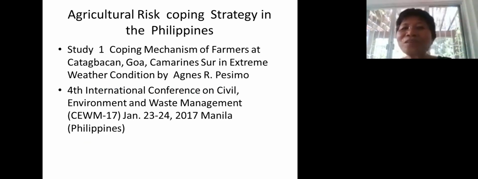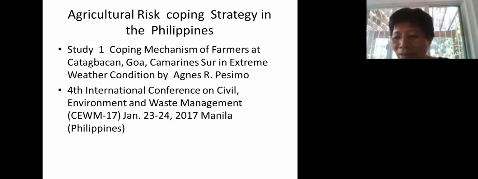These are the agricultural risk coping strategies in the Philippines. The study is the coping mechanism of farmers at Catabagan, Goa, Camarines Sur. This is a province in the Philippines that has extreme weather conditions. The author is Agnes Pesimo, and it was done in 2017, and it was presented in Manila. Okay, what is the study about?